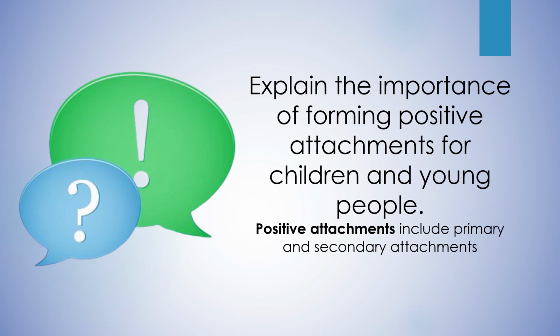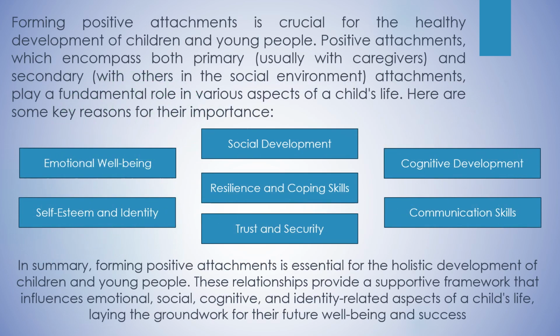This is positive attachments, including primary and secondary attachments. Forming positive attachments is really crucial for the healthy development of children and young people. Positive attachment encompasses both the primary, which is usually with the caregivers, and secondary, which is others in social environments such as friends and extended family members. Attachment plays a fundamental role in various aspects of the child's life. Here are some key reasons for their importance.